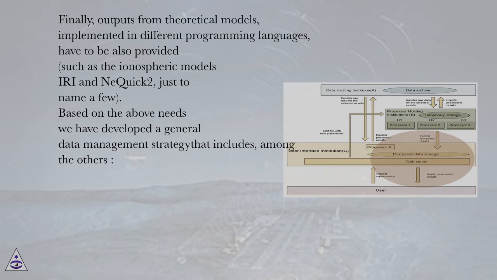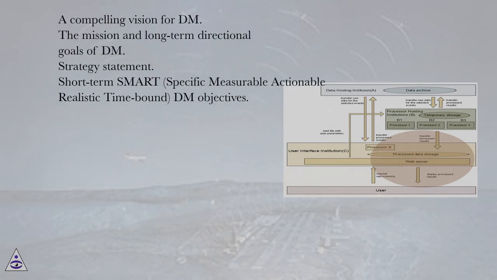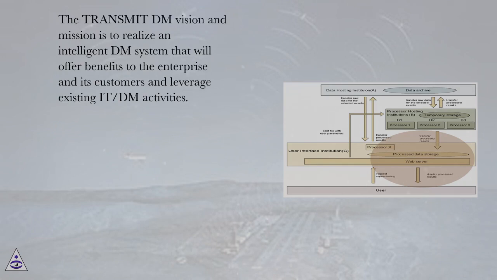Based on the above needs, we have developed a general data management strategy that includes, among others, a compelling vision for DM, the mission and long-term directional goals of DM, a strategy statement, and short-term SMART (specific, measurable, actionable, realistic, time-bound) DM objectives. The TRANSMIT DM vision and mission is to realize an intelligent DM system that will offer benefits to the enterprise and its customers and leverage existing IT/DM activities.